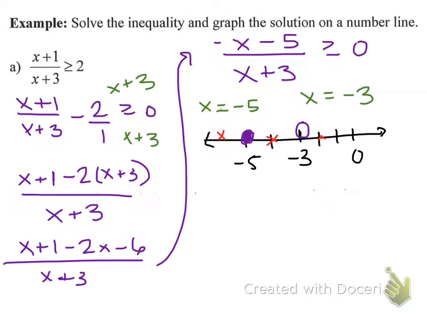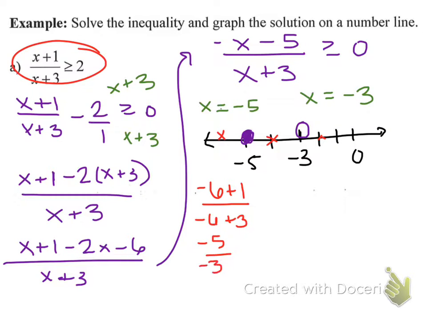As far as the check, I'm just going to go back to the original. So if I test negative 6, I have negative 6 plus 1 over negative 6 plus 3. And when I do that, I get negative 5 over negative 3, which is equal to a positive 1.6, but that's not greater than 2. So that one's out. That's false.